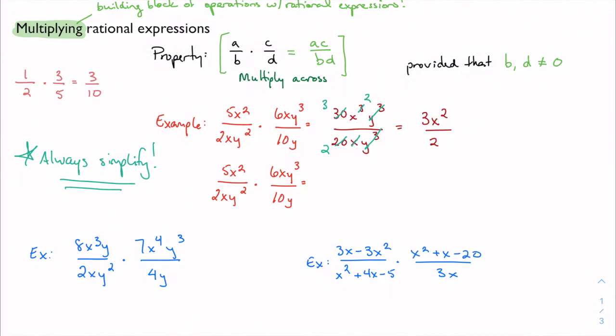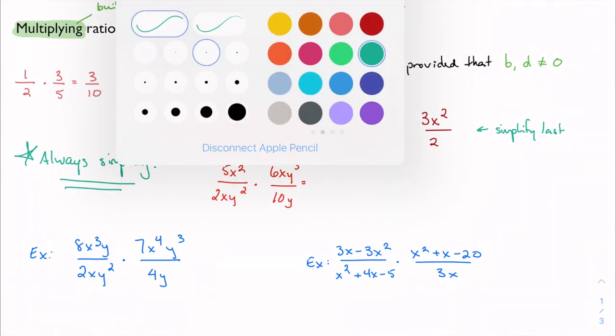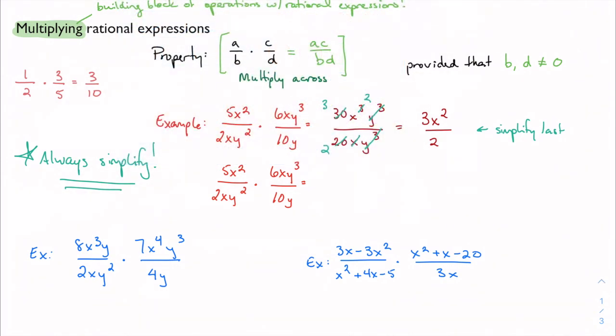So in this version of the problem, I chose to simplify last. Do all my multiplication and simplify last. I personally don't like doing it that way. I like to simplify first. So this is the way that I would do it. I would look at each fraction on its own. I'd say, all right, I look at my first fraction.